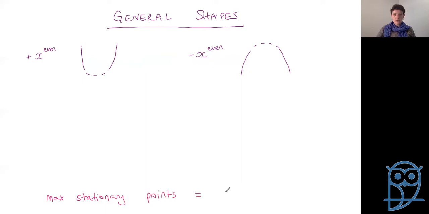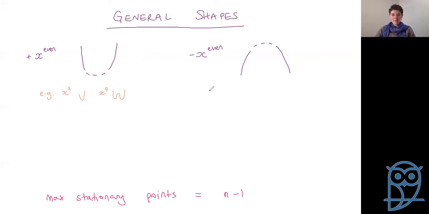And that equals n minus 1, where n is your exponent. So if you're working with an x squared, then you would have a maximum of 1 stationary point. So, e.g., x squared, 1 stationary point. X to the 4 would go 1, 2, 3 stationary points. X to the 6, maximum of 1, 2, 3, 4, 5 stationary points.